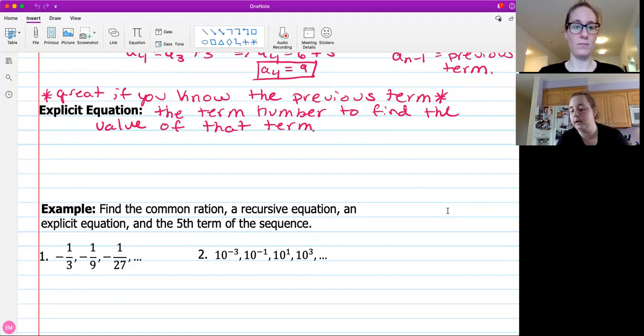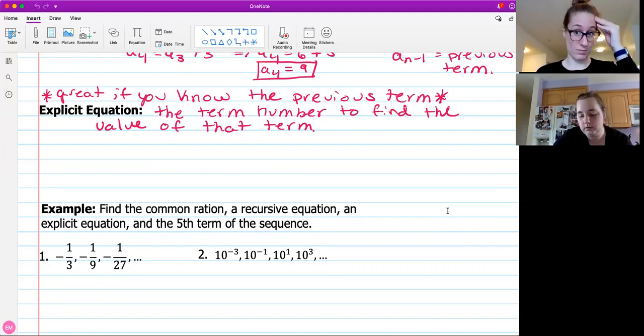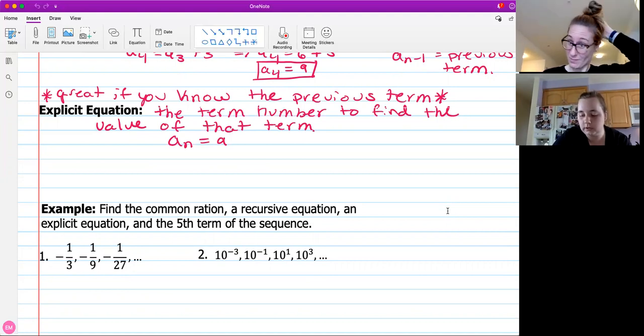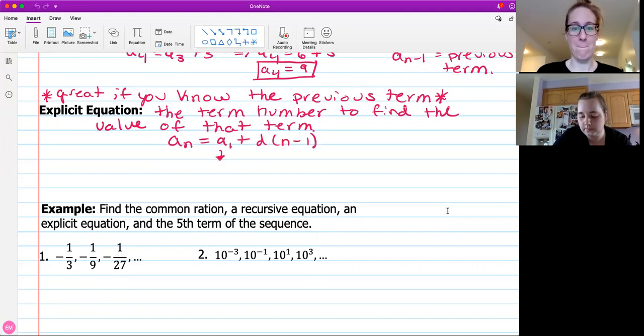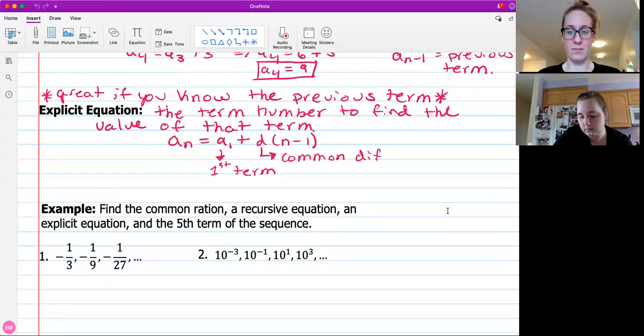Okay, so for this one, say we want to find, again, A4. We would use 4 to find it. So in our equation that we're given, just our general equation, we're using AN equals A1 plus D times N minus 1. Here, this is your first term. Again, D is the common difference. And then N minus 1 is the previous term.